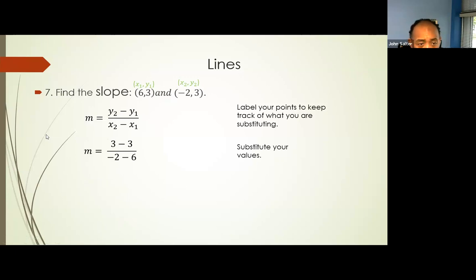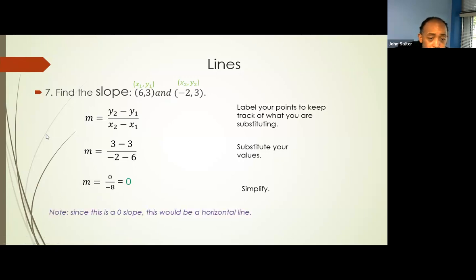Notice how these two numbers come from this, whereas these two numbers come from here. Okay. So when I do it, I have 3 minus 3 on top, -2 minus 6 on the bottom. When I simplify that, I get 0 over -8, which equals 0. Anything with a 0 numerator is just 0. So there's a 0 slope.